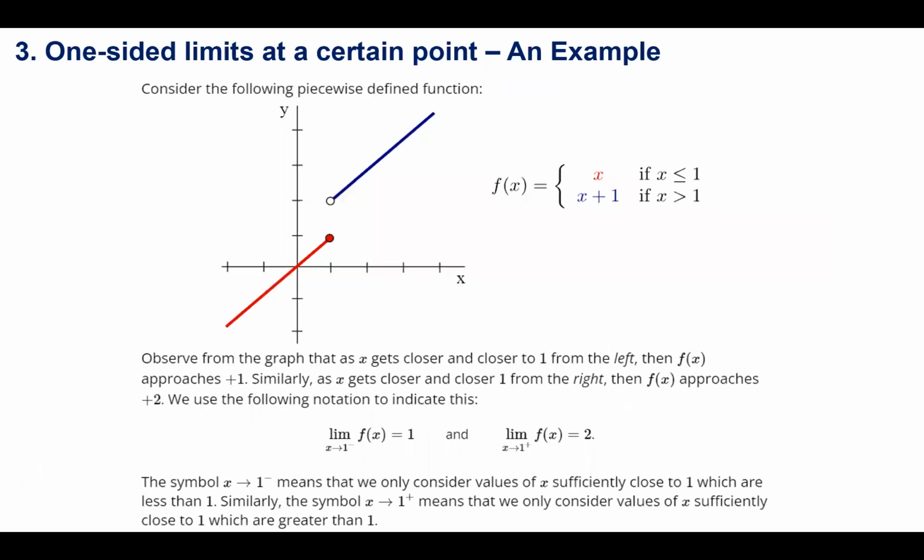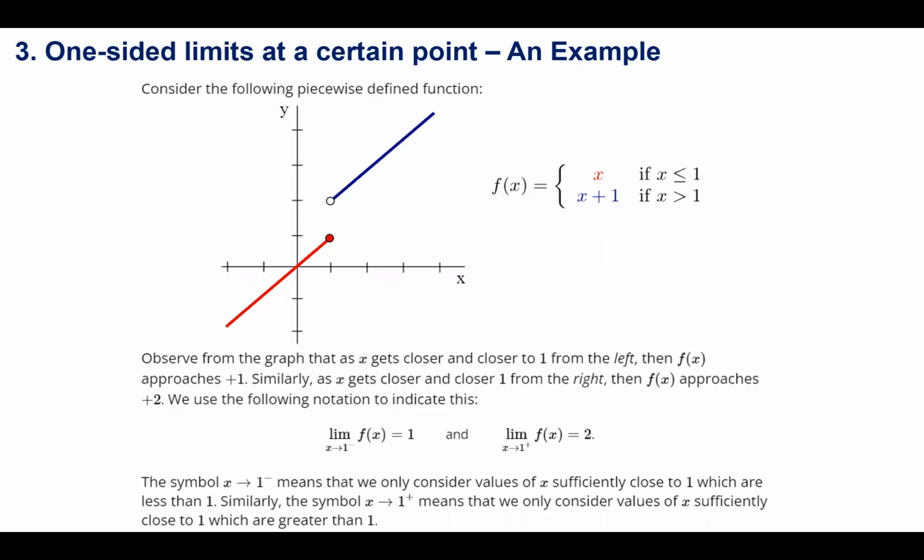Okay, then let's have a look at the example here. Consider the following piecewise defined function. f(x) equals x if x is smaller than or equal to 1, and f(x) equals x plus 1 if x is greater than 1. This is apparently a piecewise function, right? It has two pieces, depending on whether x is smaller than 1 or greater than 1.